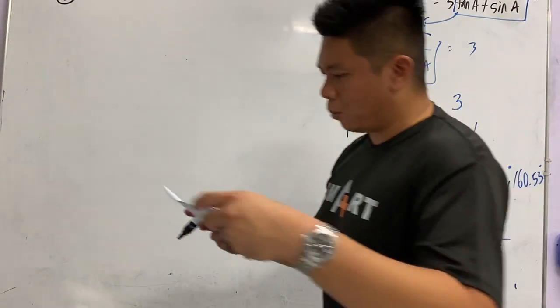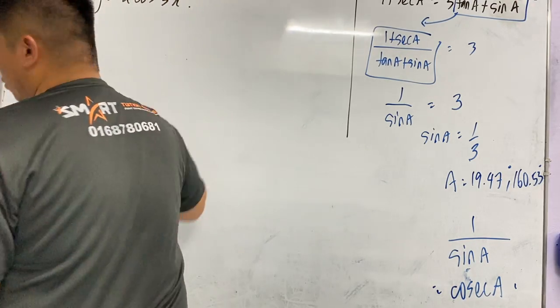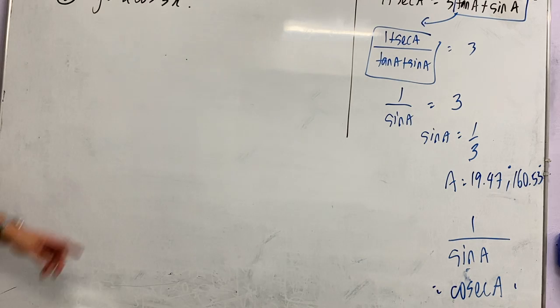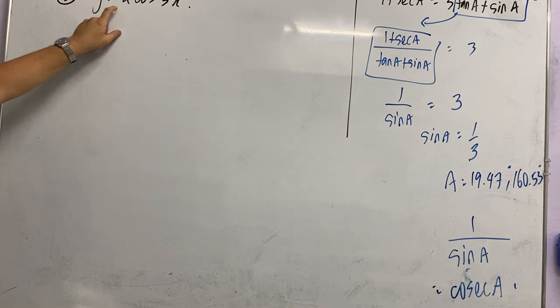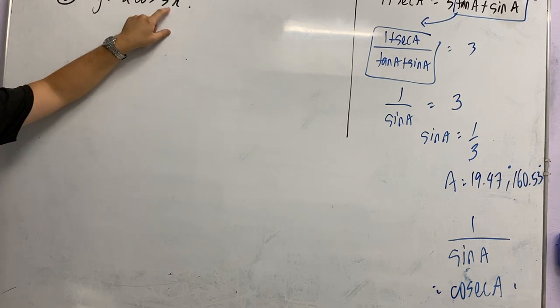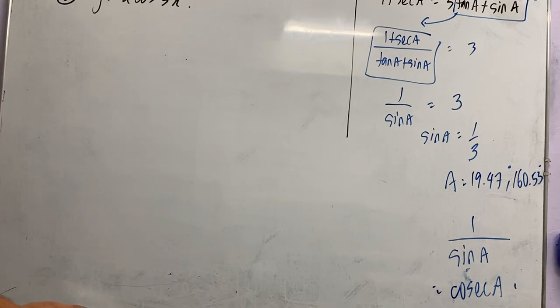Dia bagi tahu kamu ada y equals to 2 cos 3x. Okay, y equals to 2 cos 3x. Maksudnya apa? Apa nama tiga ni? Maksud tiga ni? 3 kali lah. Nama tak penting lah, so you kena faham.